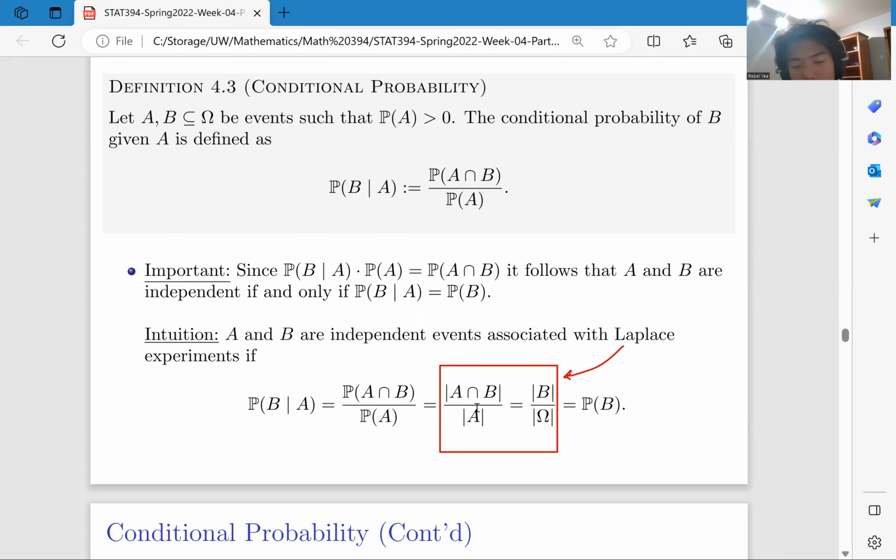You can say there's A divided by omega, and if you separate those terms out as the cardinality of A times the cardinality of B, divided by two copies of the cardinality of omega, there will still remain one in the bottom. So this is the case.